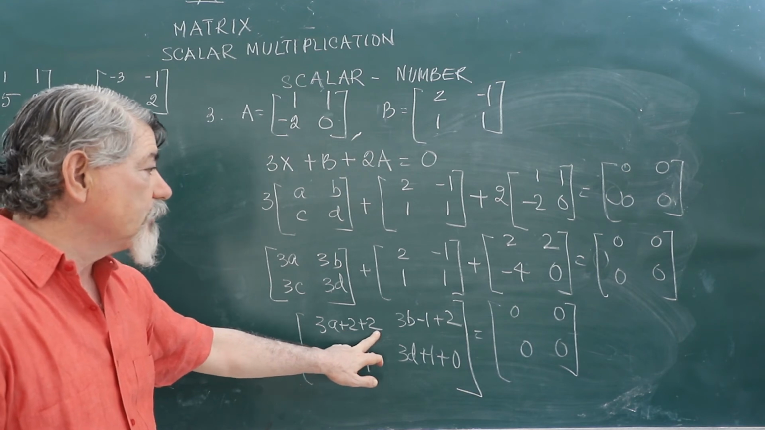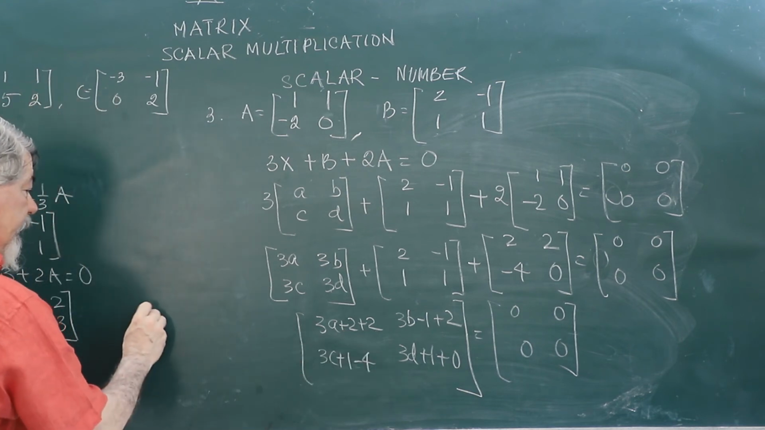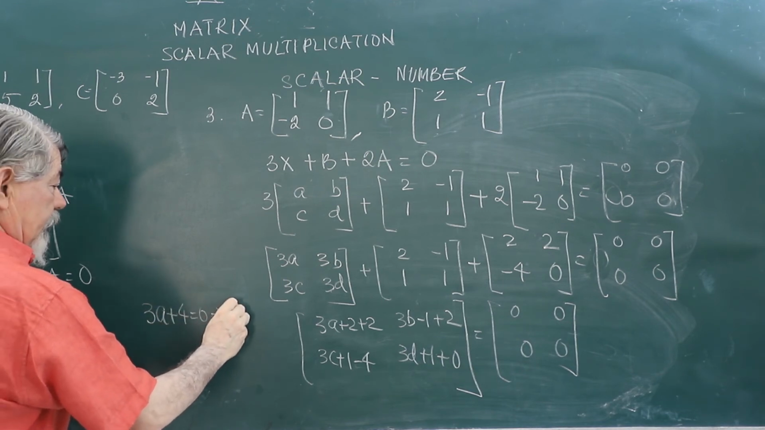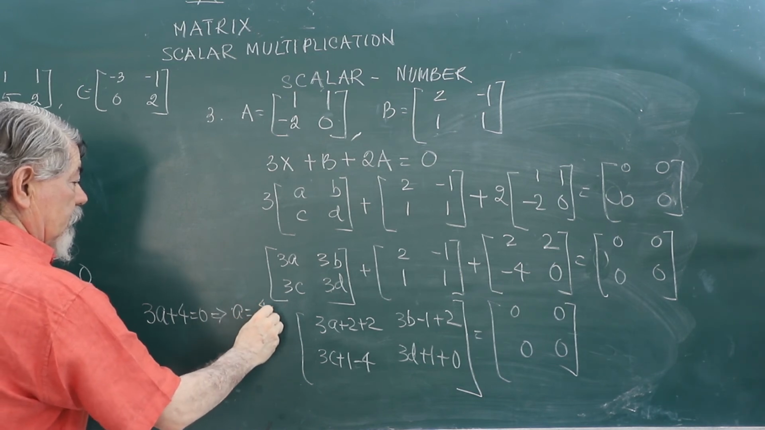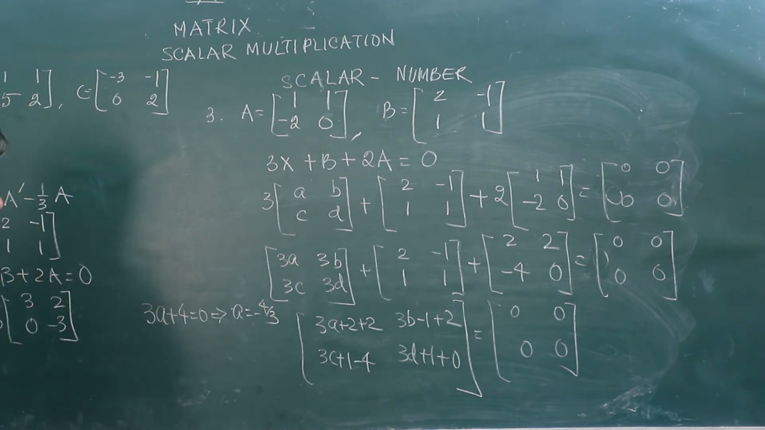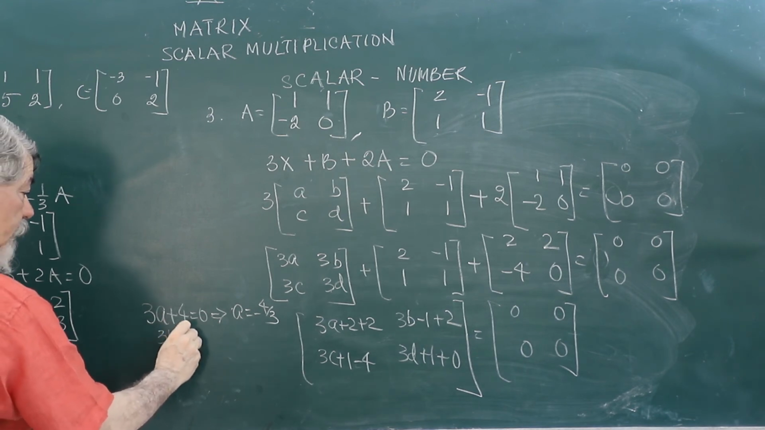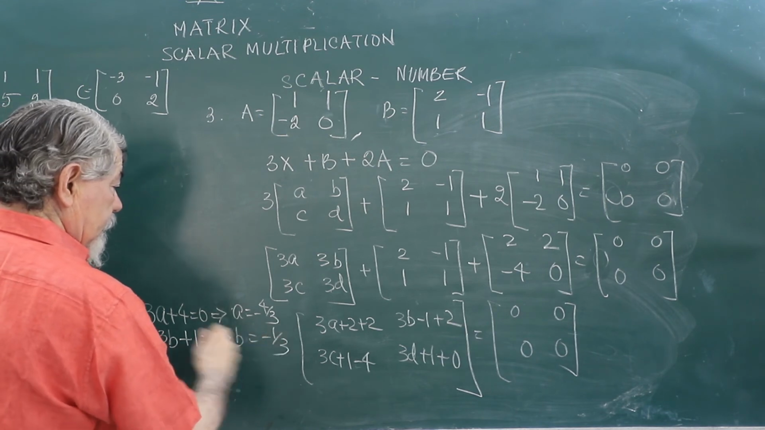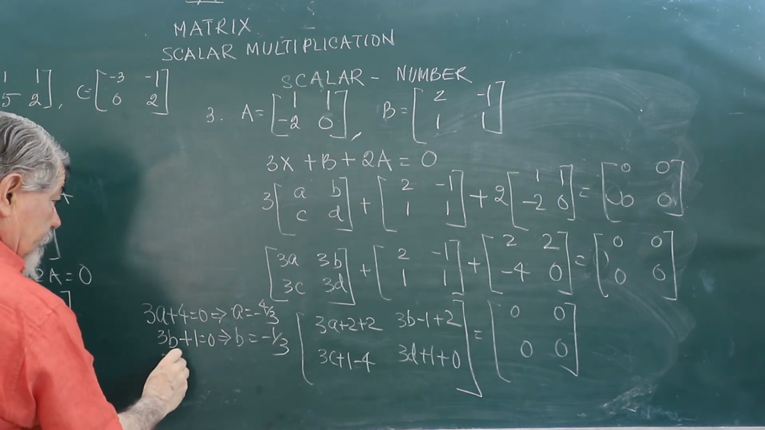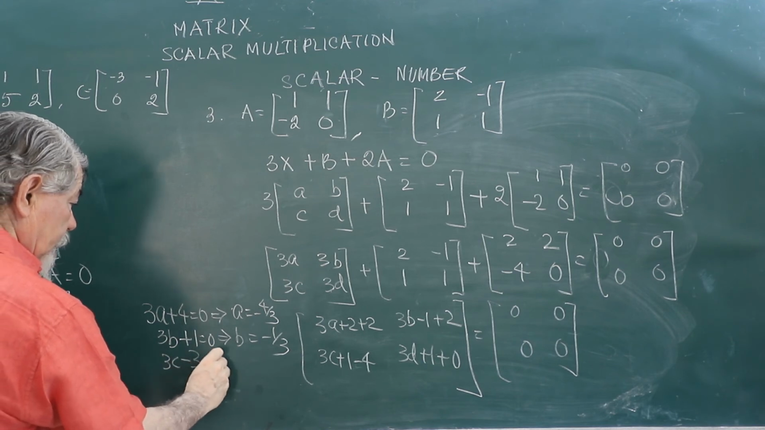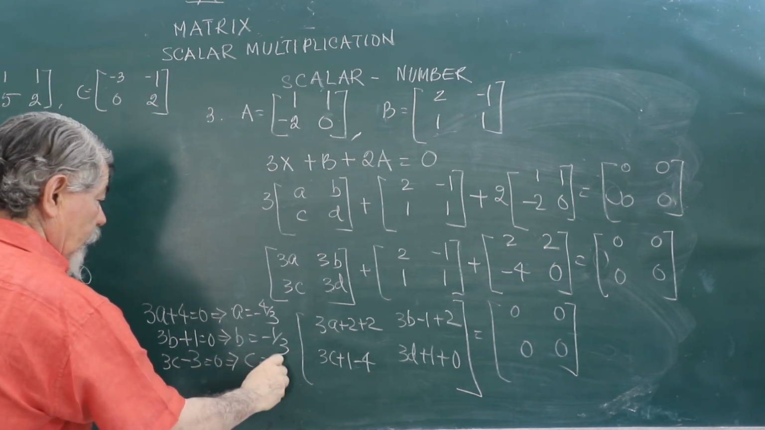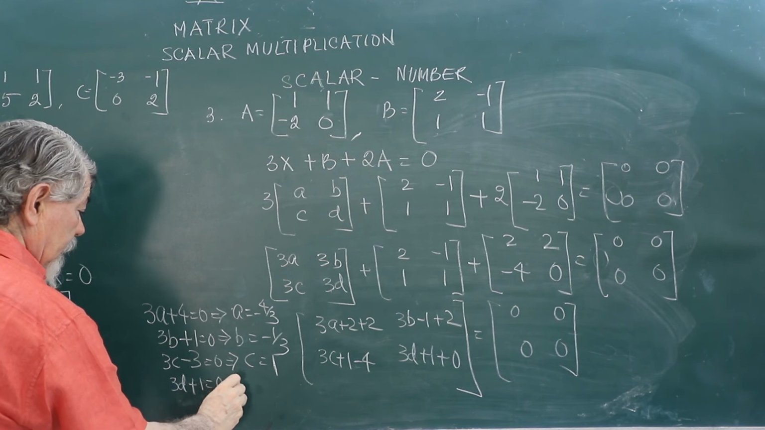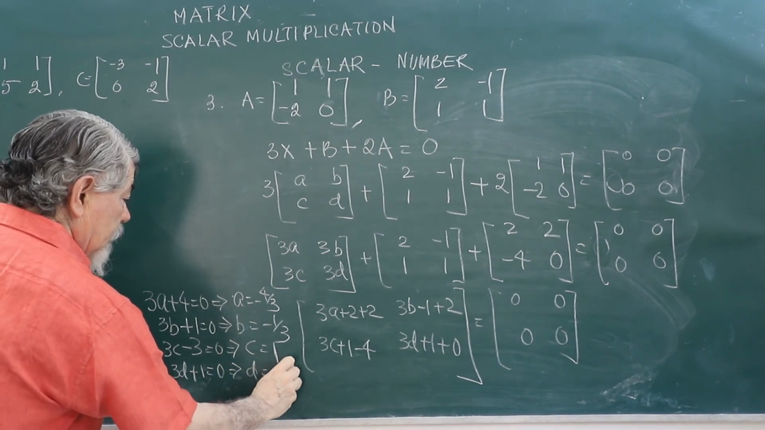First, 3a plus 4 is equal to 0, means a will be equal to minus 4 upon 3. Then 3b plus 1 is equal to 0, means b will be minus 1 upon 3. 3c minus 3 is equal to 0, which implies c is equal to 1. And 3d plus 1 is equal to 0 implies d is equal to minus 1 upon 3.